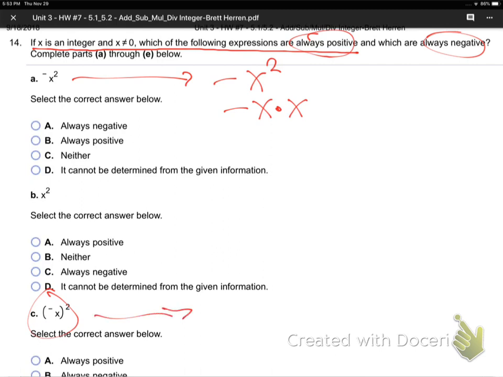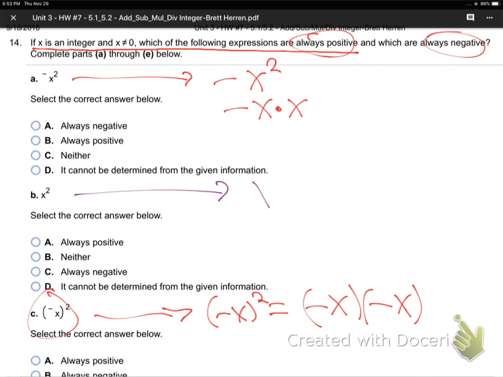On this one down here, we have negative x squared. So that one's going to be two negatives and two x's. See the difference between A and C? And then B in the middle, that's just two x's. There's no negatives at all. So everybody see the difference there? So here we only have one.